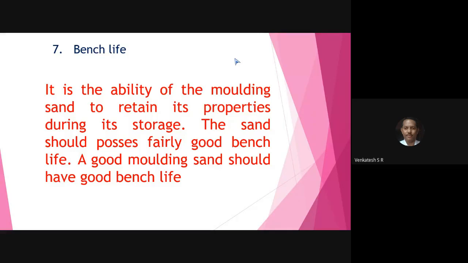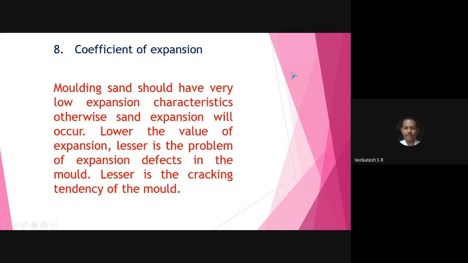In the same way, bench life of the sand is also very important. If the bench life is good, then you have all the properties in the sand. Write down number 7, bench life. Next, write down number 8, coefficient of friction.